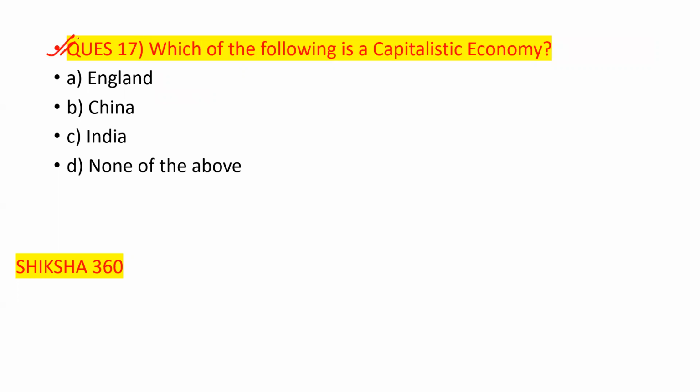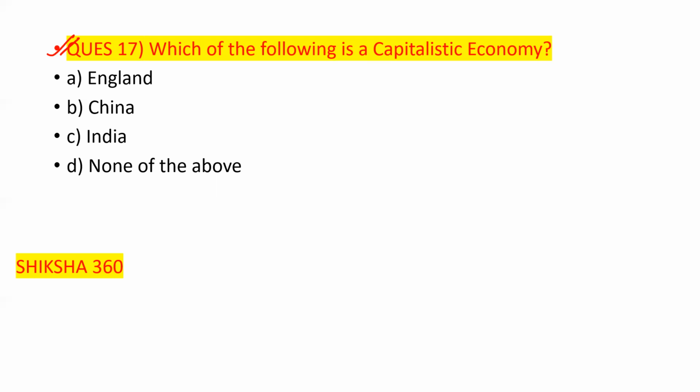Question number 17. Which of the following is a capitalistic economy? Option number A is England. Option number B is China. Option number C is India. Option number D is none of the above. So what is the correct answer?